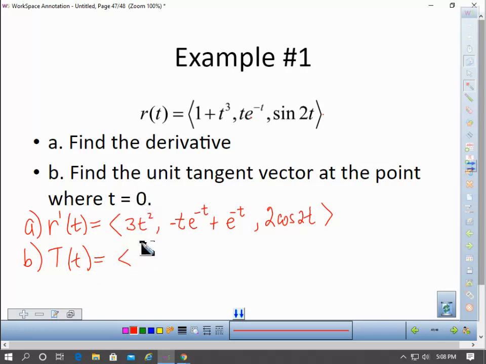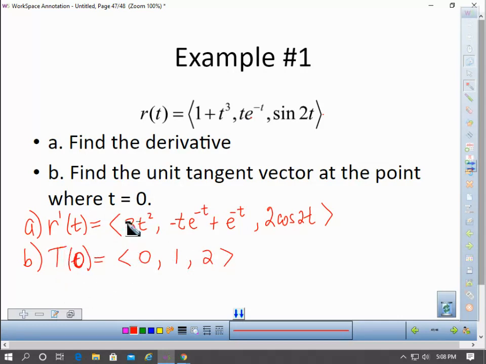All right. So at t equals 0, I'm plugging in a 0 for all of these. So this would be 0. So plug in a 0 for these guys, that would be 0. Plug in a 0 for this, e to the 0 would be a 1. And then plug a 0 in for this one. The cosine of 0 is 1. 1 times 2 is 2. So there is my tangent vector at the point where t is 0. And I could have put a 0, I guess, right there. r prime of 0 equals 0, 1, 2.